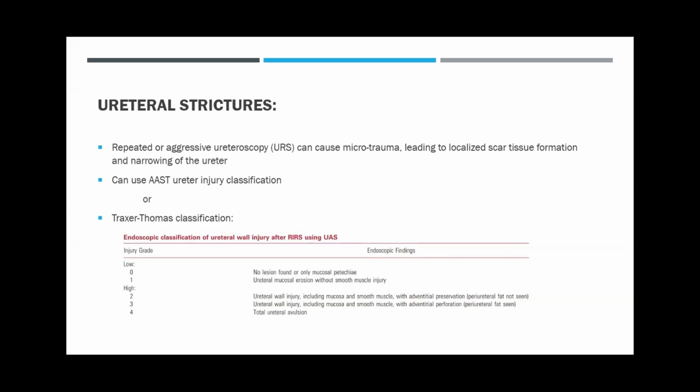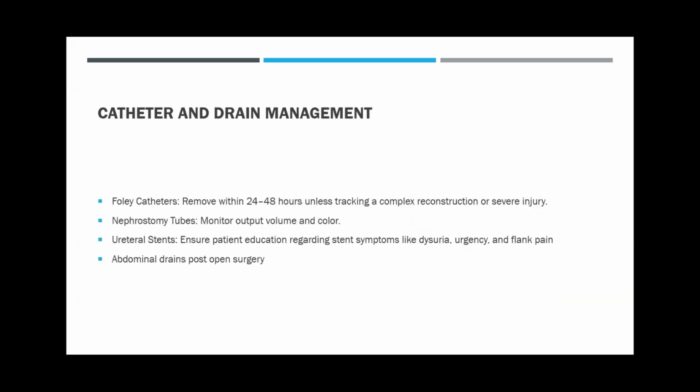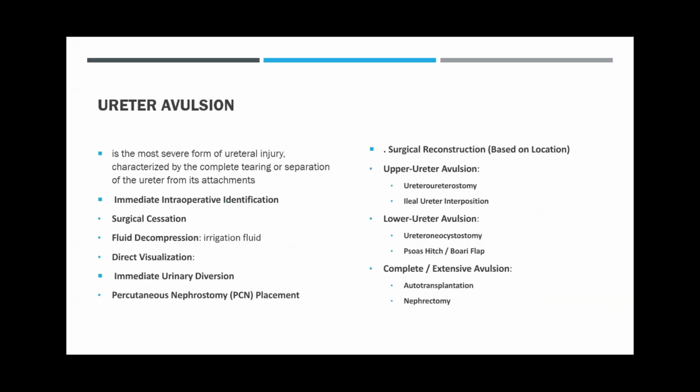Then a high-grade injury, which needs intervention either with stents or nephrostomy, or grade 4, when there is a total ureter avulsion. And also one of the complications is ureter avulsion, which is the most severe form of ureter injury and characterized by complete tearing or separation of the ureter from its attachment.